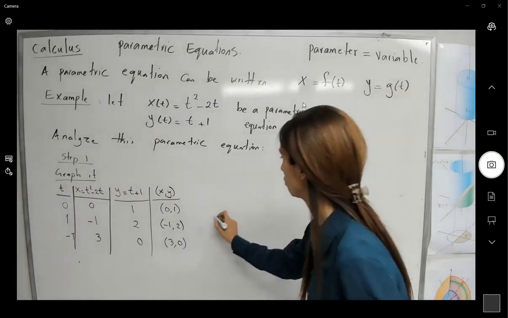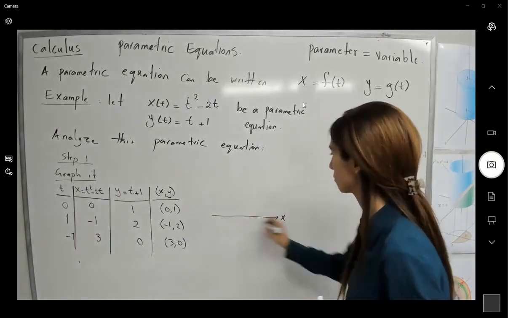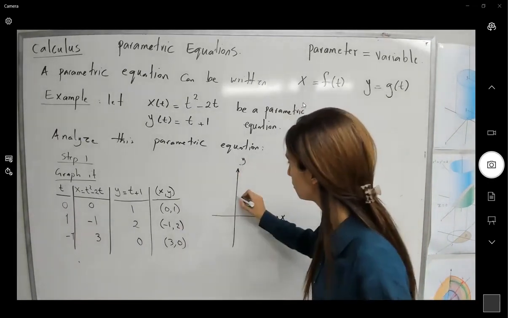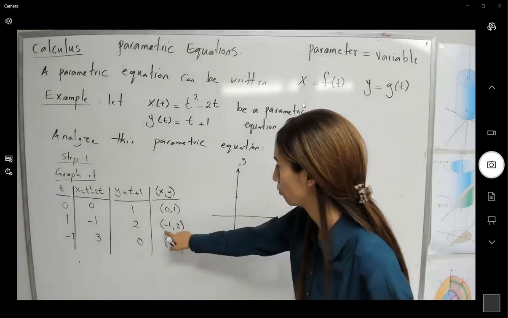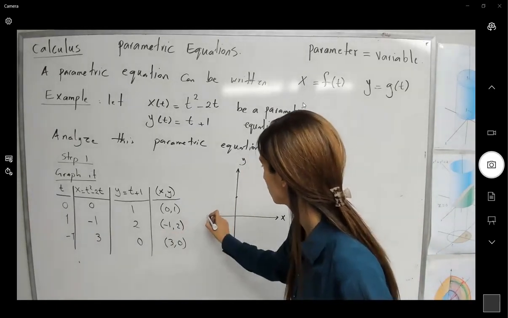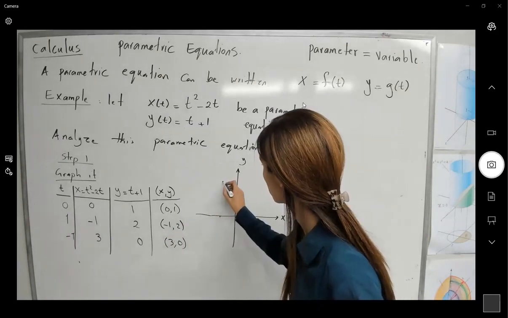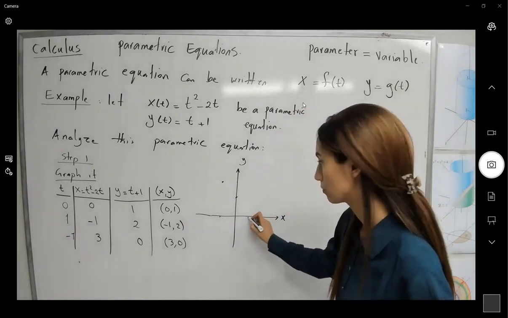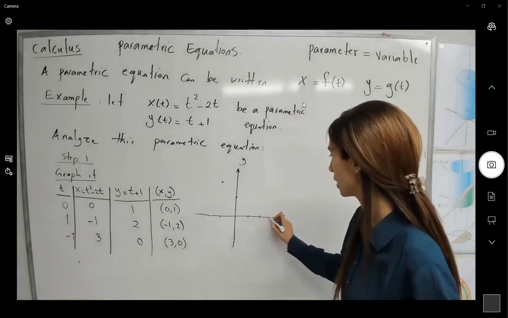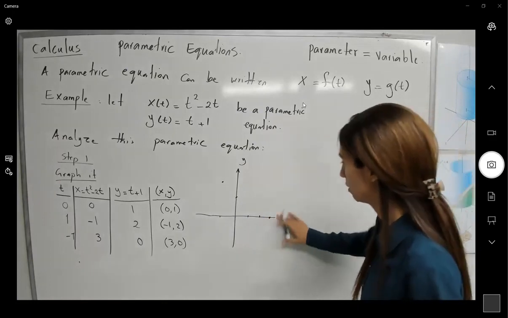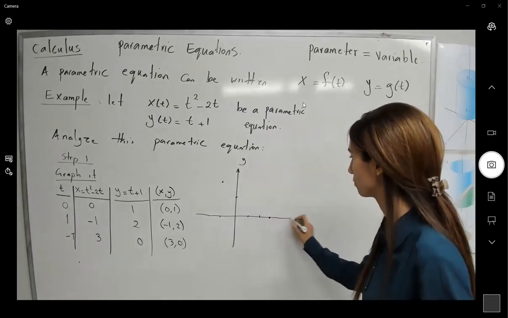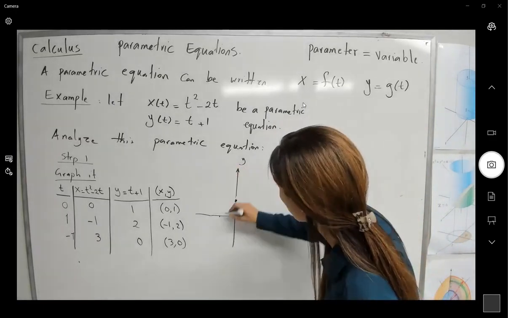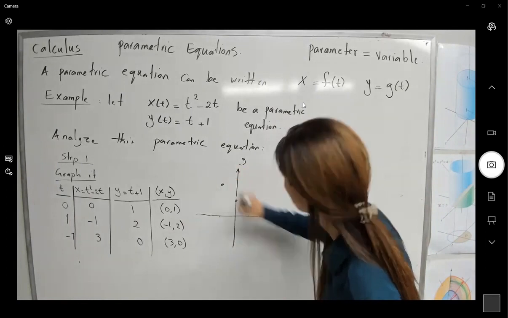Okay, so we have x-axis, we have y-axis. The very first point, 0 and 1. The second point, negative 1 and 2. Then we have 3 and 0. Okay, it seems like we need more points.